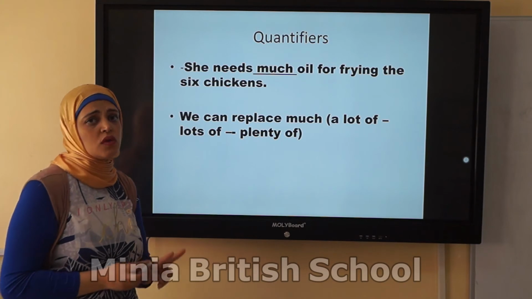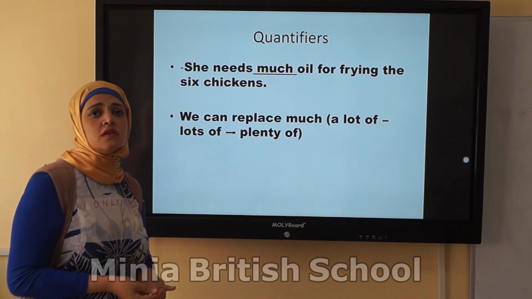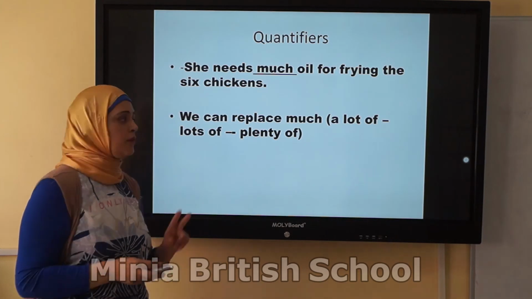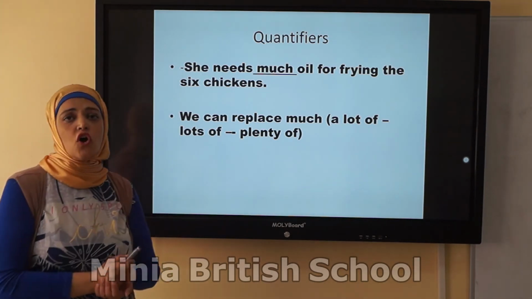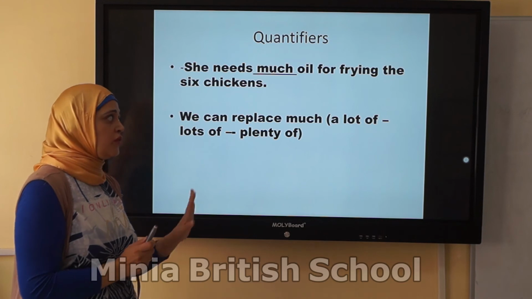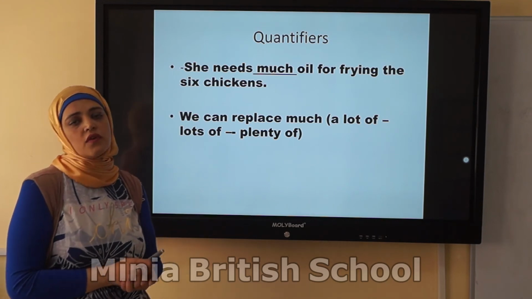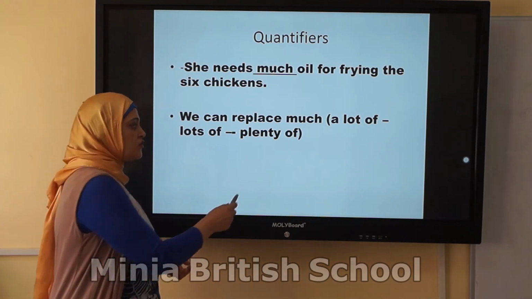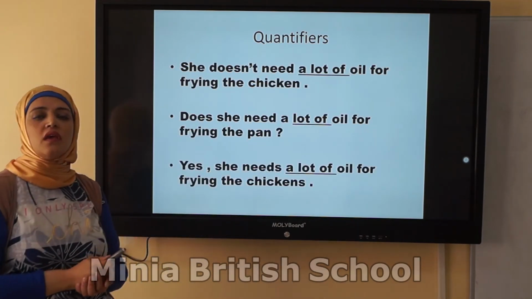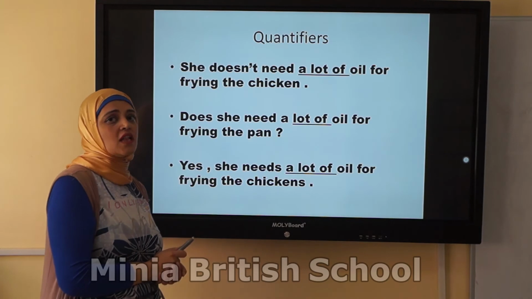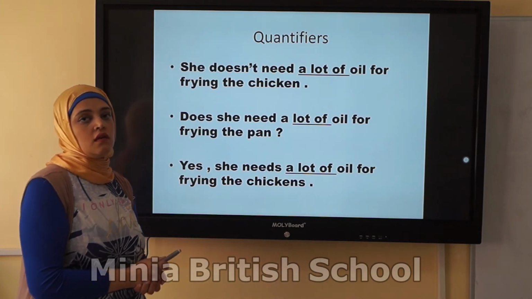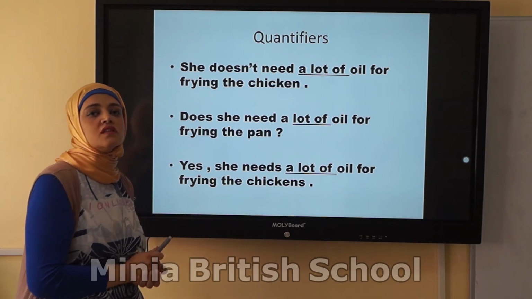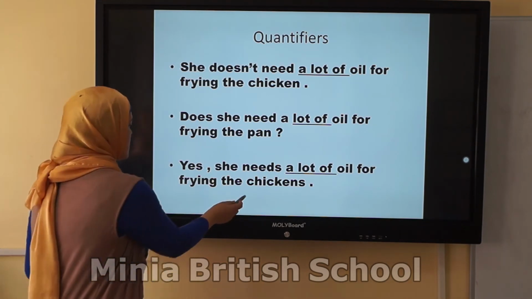We used them with both countable nouns and uncountable nouns to refer to a large amount of something: plenty of, lots of, and a lot of. Yes, but we didn't use several here, because several comes only with countable nouns. And we also explained how we can use a lot of and lots of in the negative, and in a question when the answer will be yes.